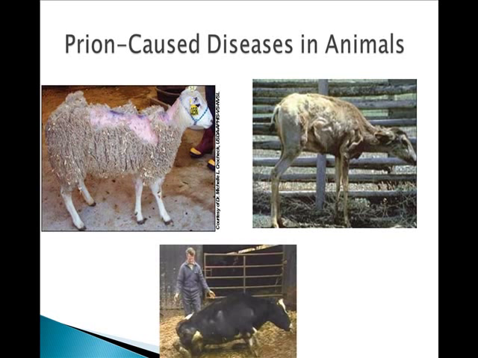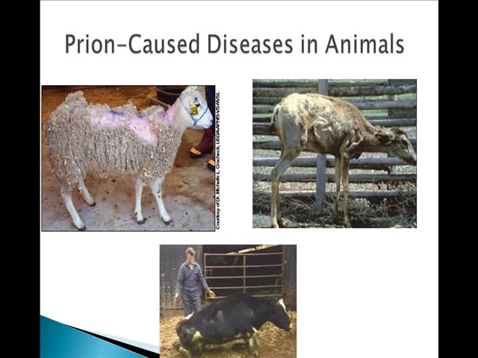So in animals, there's three biggies. There's scrapie, which you find in sheep, and it was the first example of this disease. It's been known about for several hundred years in sheep. And there are two possible methods of transmission in sheep.